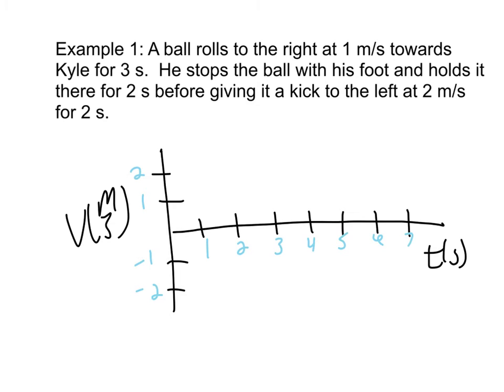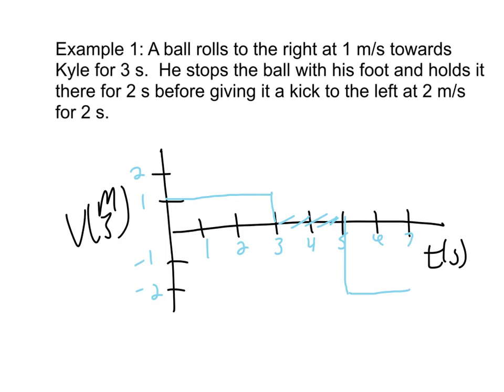Our ball rolls to the right at 1 meter per second towards Kyle for 3 seconds. This means we have 1 meter per second for 3 seconds, a horizontal line showing that velocity is constant. He stops the ball and holds it there for 2 seconds, so it is not moving for those 2 seconds, before giving it a kick to the left at 2 meters per second for 2 seconds. Remember, left just means negative, so we're going down to the negative 2 meters per second for 2 seconds. So this would be the velocity time graph for the position time graph that we saw in the previous example.